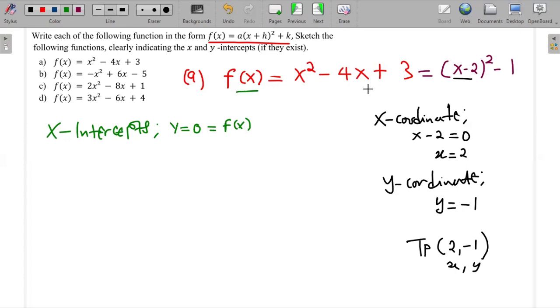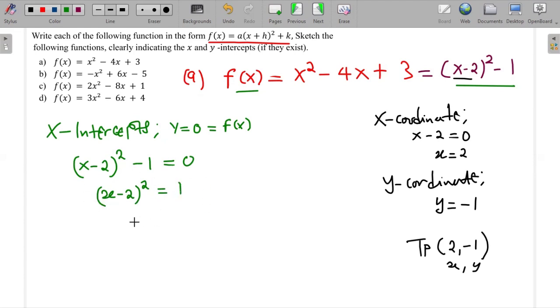So if I want to find the x-intercept, I say f of x is equal to 0. So it will be 0 equals whatever I have there. I can write that as (x - 2)² - 1 = 0. This is what will help me find the x-intercept. This one goes to the other side, so I have (x - 2)² = 1.